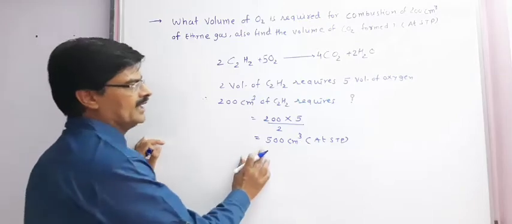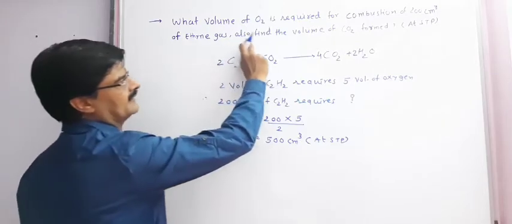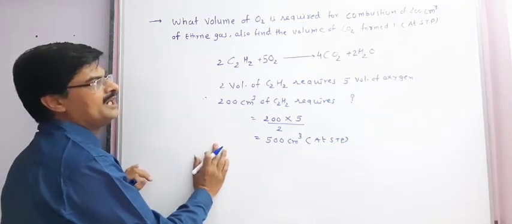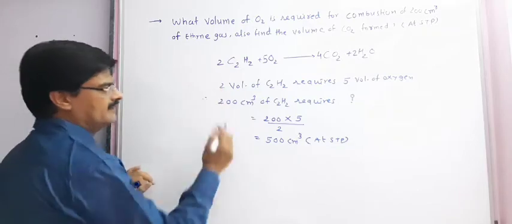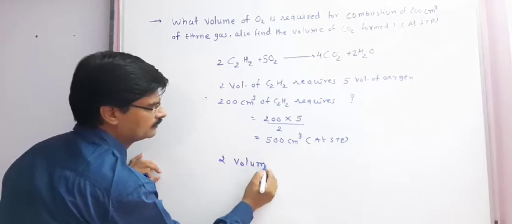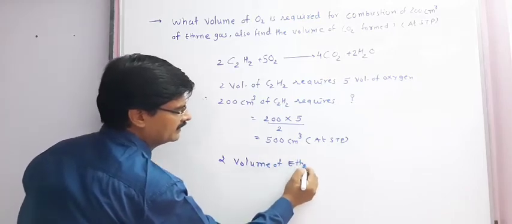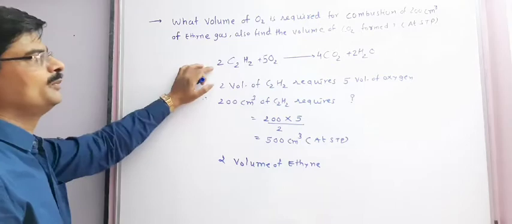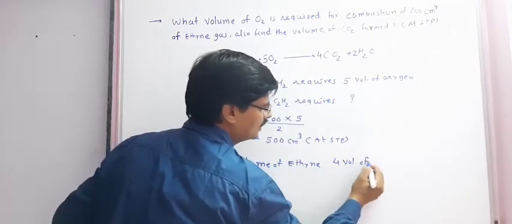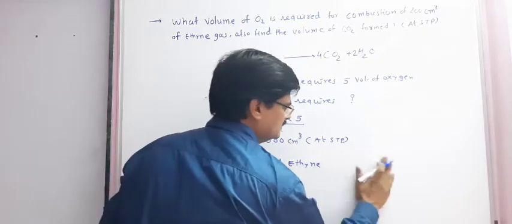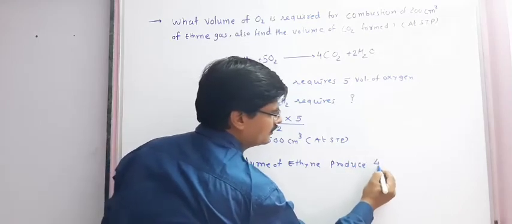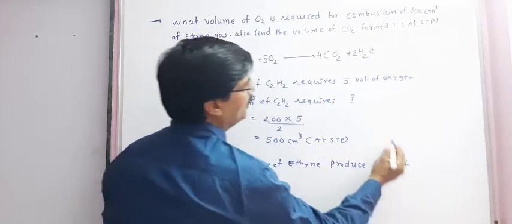of oxygen is required. Now in another problem we also have to find out the volume of carbon dioxide. So volume of carbon dioxide formed during the combustion is found out this way. 2 volume of ethyne produces 4 volume of carbon dioxide.